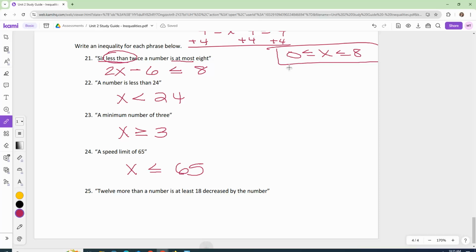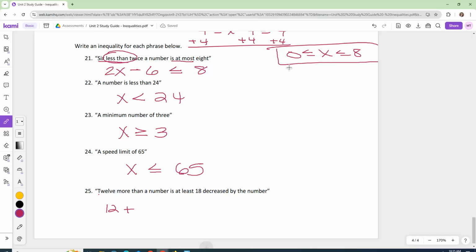All right, and 25. 12 more than. What does more than mean? Adding. So we're adding 12. Does it matter if I put 12 plus or something plus 12? No, when we add, order doesn't matter. 12 more than a number.